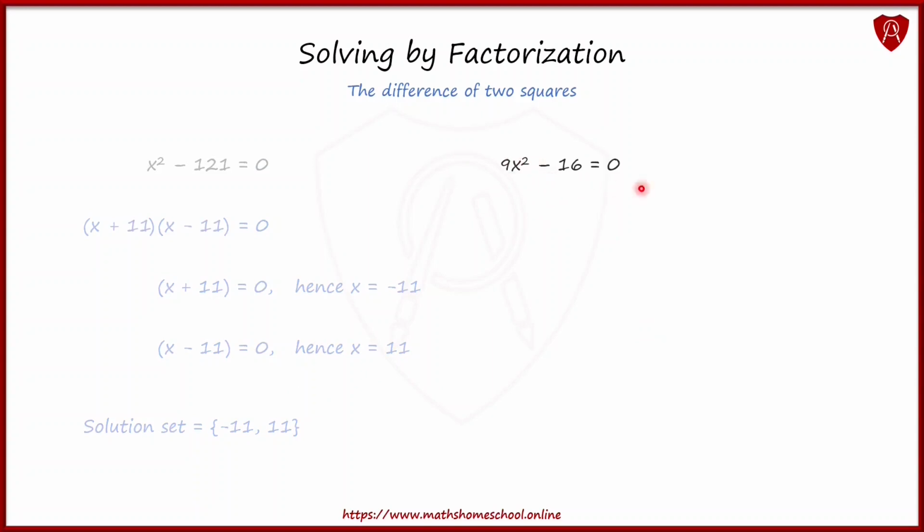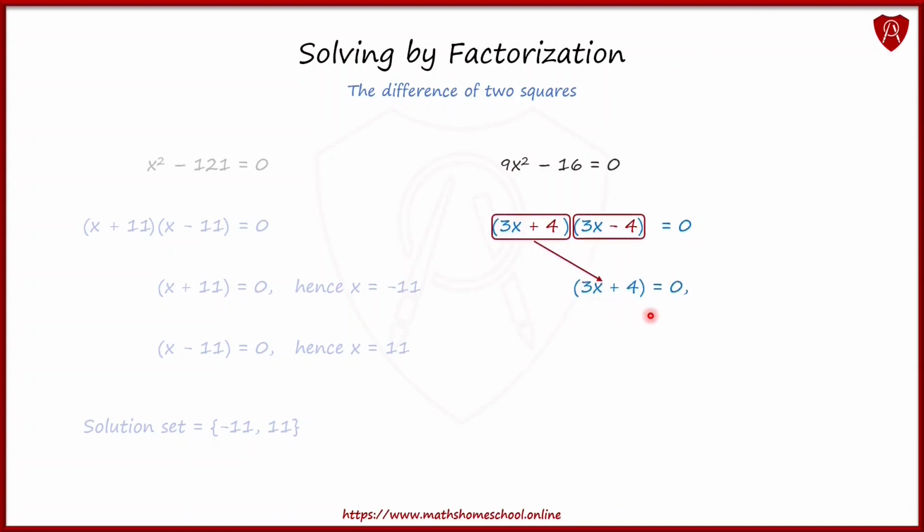9x squared minus 16 is equal to 0. The first term is a square of 3x. The second term is a square of 4 with a negative sign in between them. So this is another case of the difference of two squares. Two brackets with the square root of the first term. Then we add and subtract the square root of the second term. Plus 4, minus 4. Our two brackets.